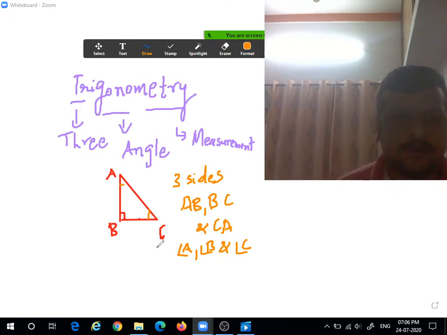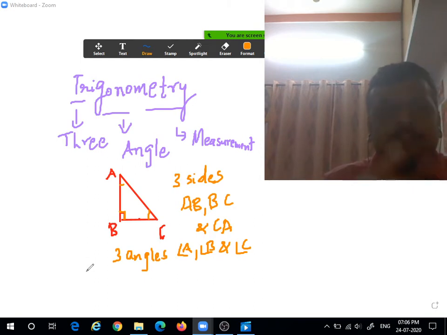And one more important concept you need to remember here, students, is that trigonometry is always defined in a right angle triangle. This is most important, students. So first, why do we need to study trigonometry? What are the applications of trigonometry?